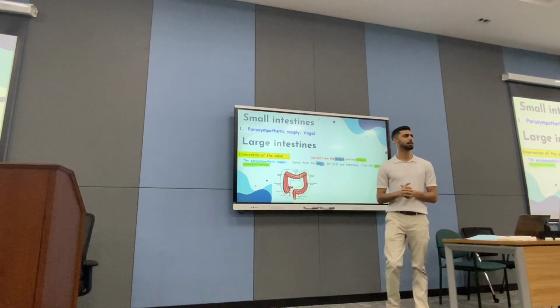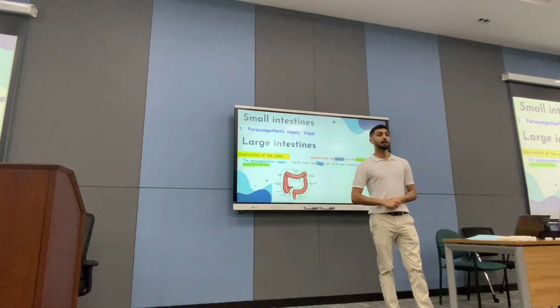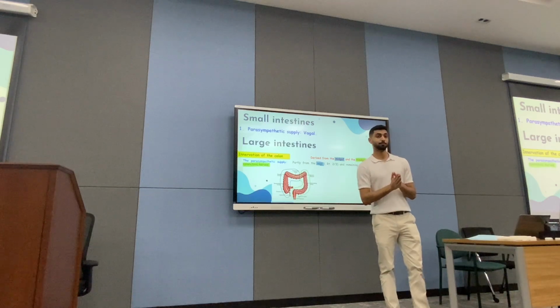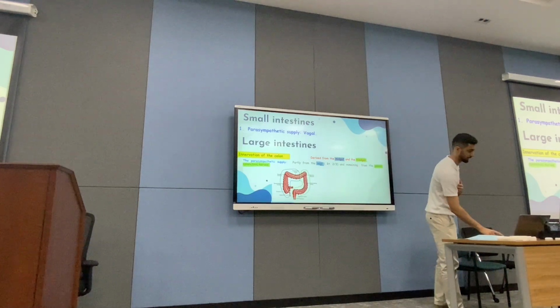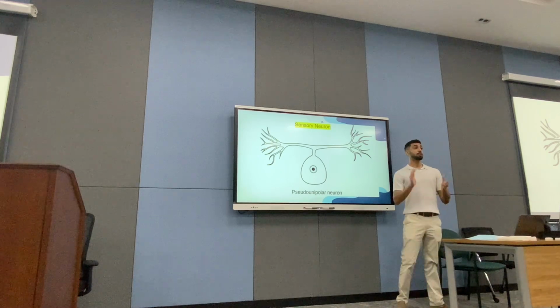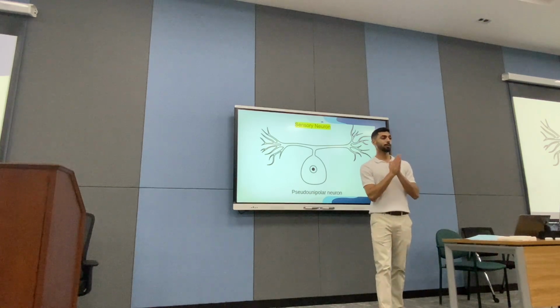From where do they arise, pelvic splanchnic nerves? S1, S2, S3. S2, S3, S4. S1. S2, S3, S4. Thank you. Now we finish with the parasympathetic. Let's move into the referred pain.